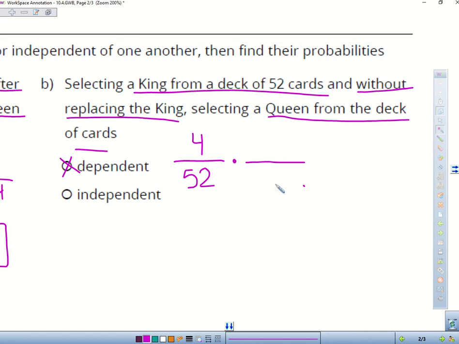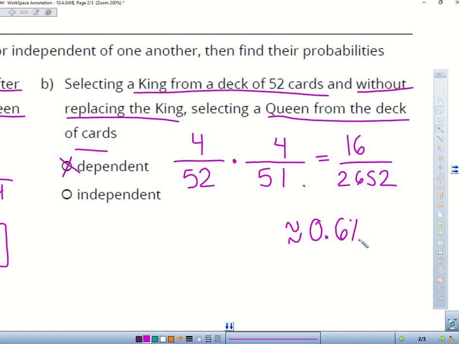How many cards are there now in the deck? 51. Out of, how many queens are still in the deck? 4. Because we didn't pick a queen. If we had picked a queen, that would have affected the queen's probability. That gives me 16 over 2,652, which is approximately 0.6%.